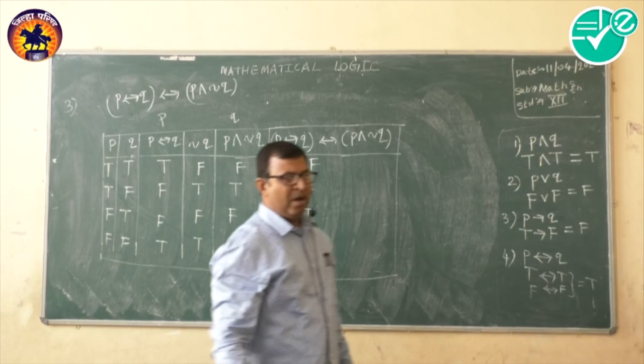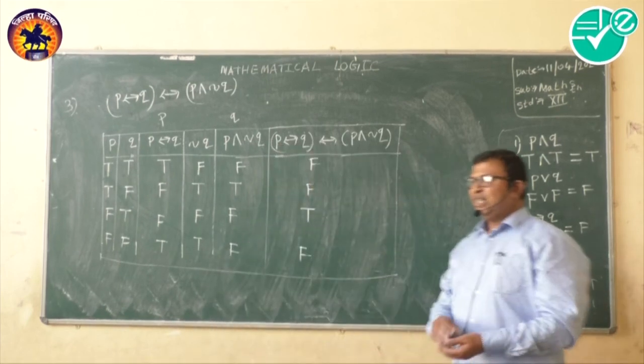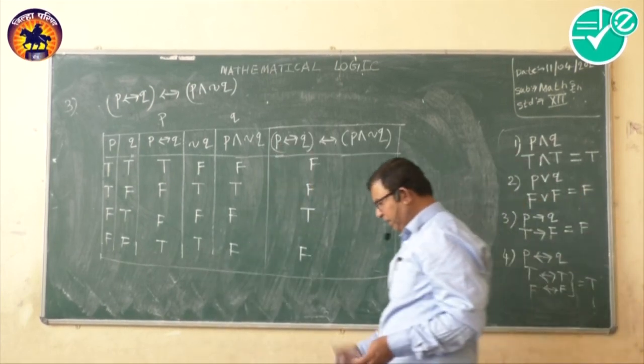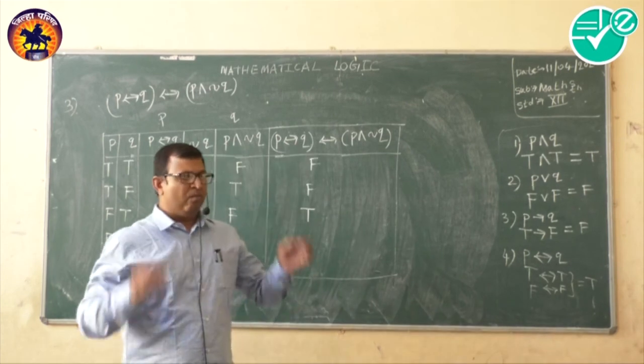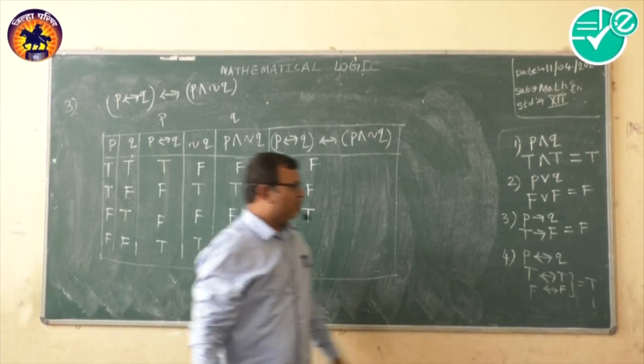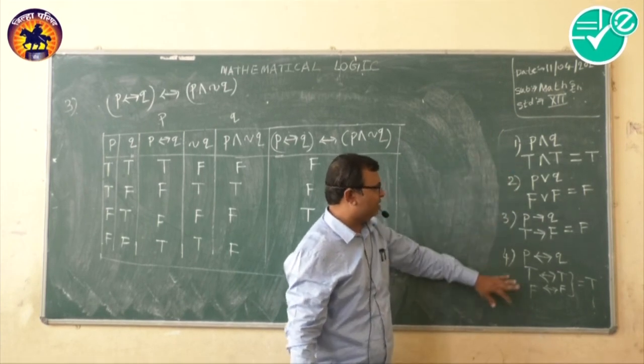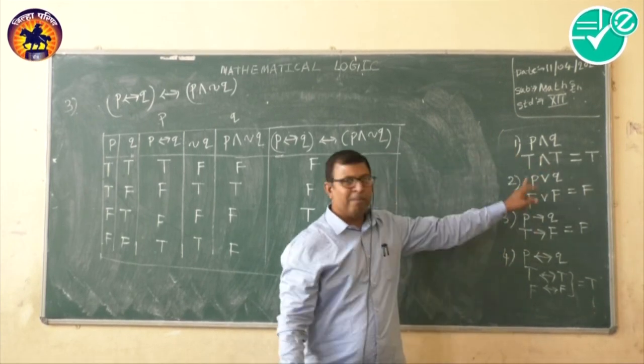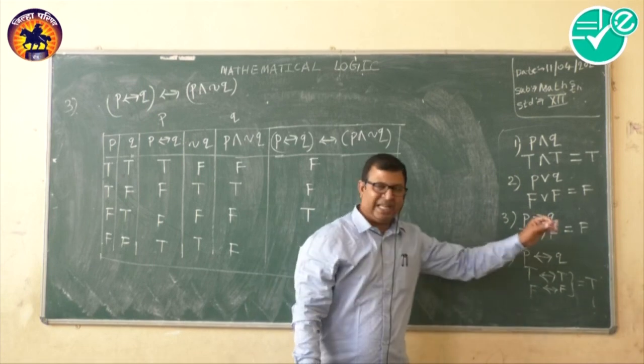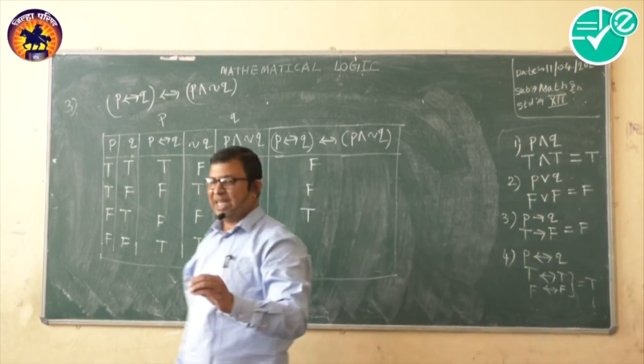Understood all of you how to solve these examples? While solving this example, the most important thing to learn or understand is these four things: that is P conjunction Q, P disjunction Q, P implication Q and P double implication Q.